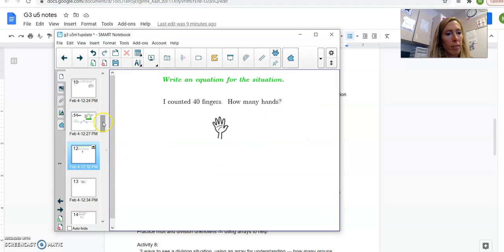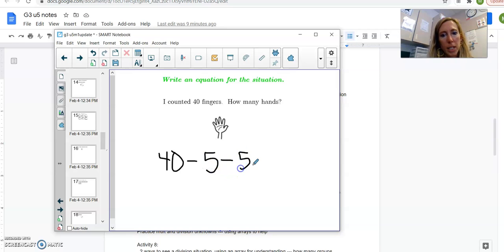So you have your situations here. They'd be on like a whiteboard, and you guys are discussing whether we're going to multiply or divide to figure out our answer. Knowing that multiplication is going to be repeated addition, whereas division is going to be repeated subtraction. So if I counted 40 fingers, for example, then I'd say, how many hands would that be? Well, I could go, well, 40 minus 5 would be one hand.